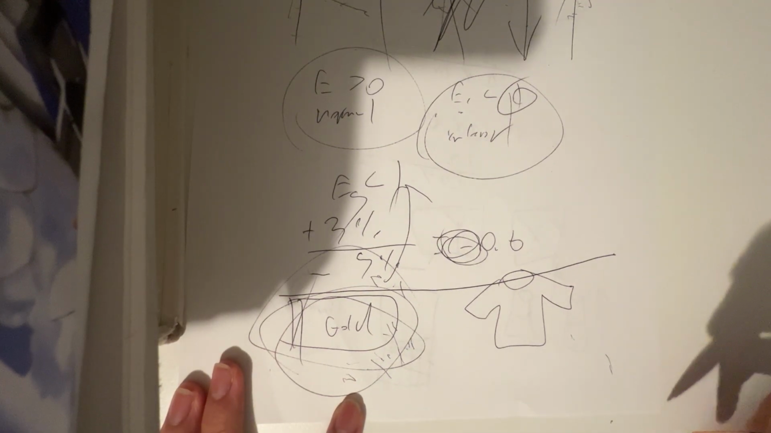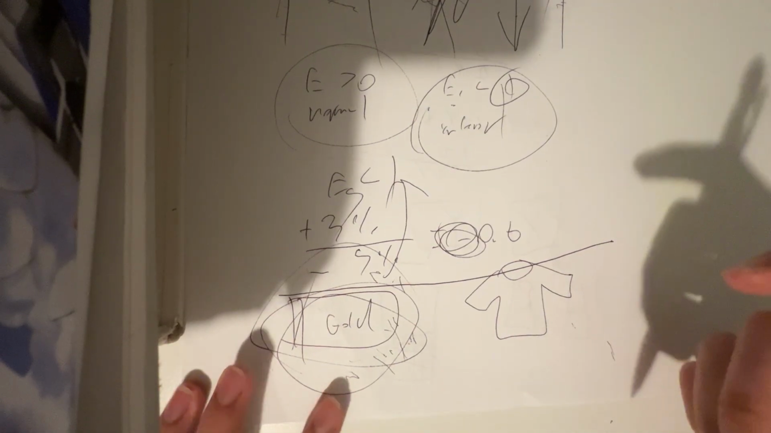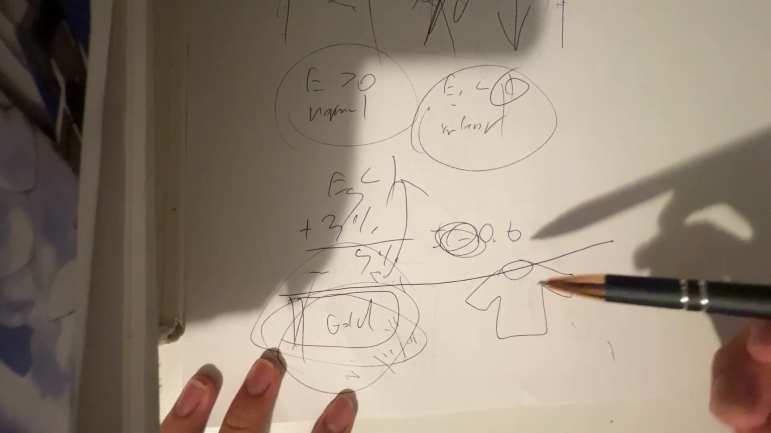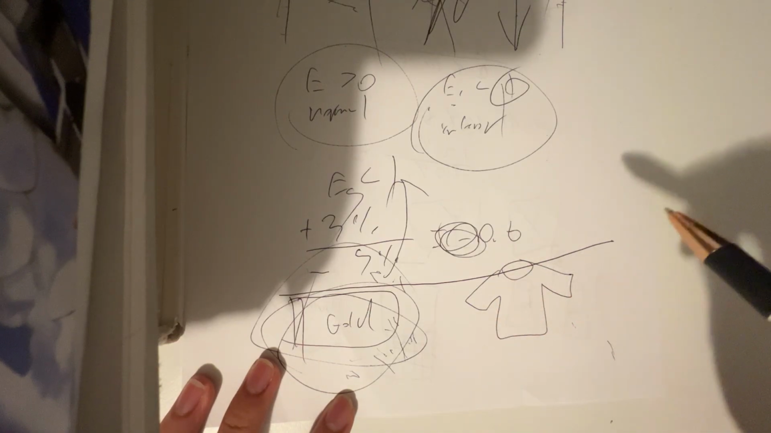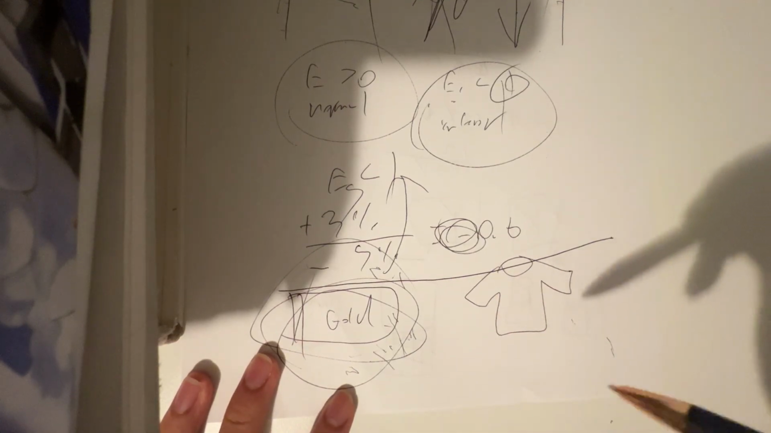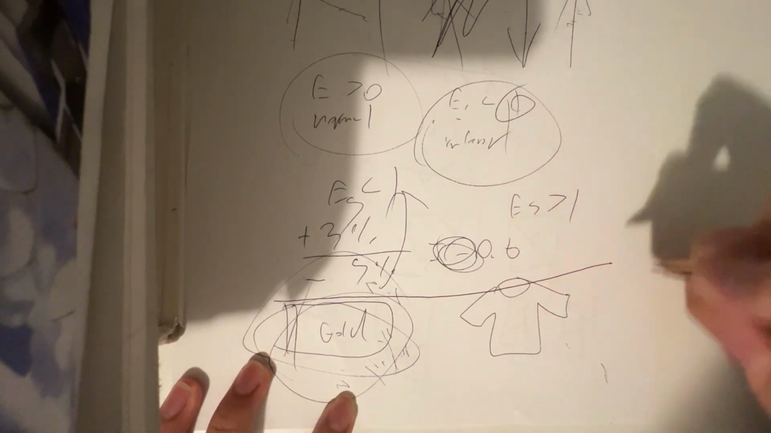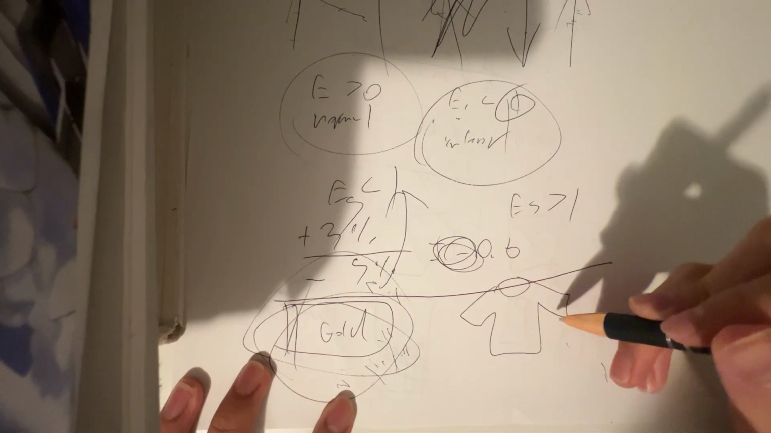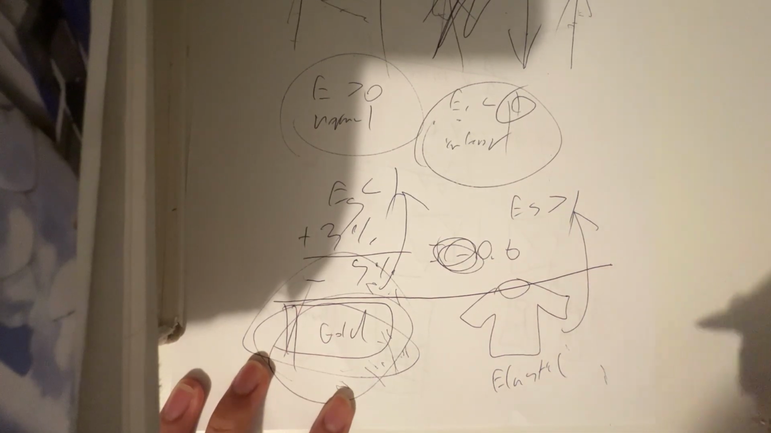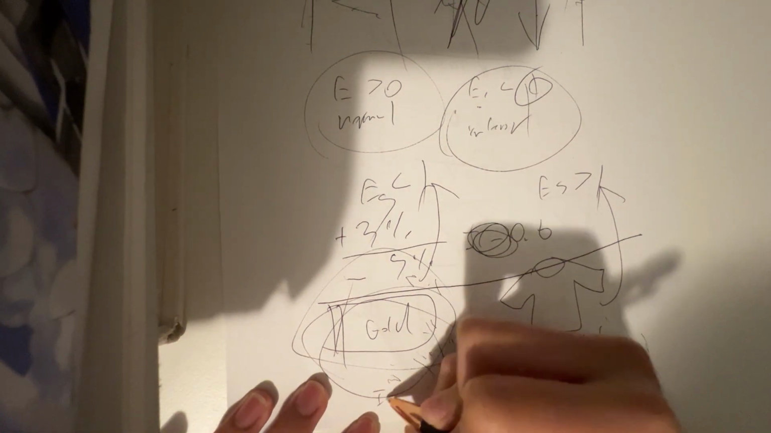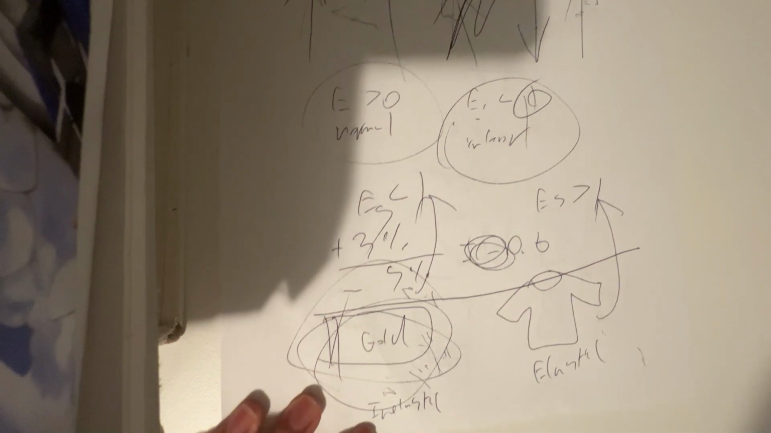T-shirts can be mass produced quickly. Those Chinese factories can pump them out really fast. Suddenly, if the price changes a lot, factories can rapidly increase their supply. And that's greater than 1. And that means that these are elastic. T-shirts, elastic, gold, inelastic. Supply. And yeah, that's it.